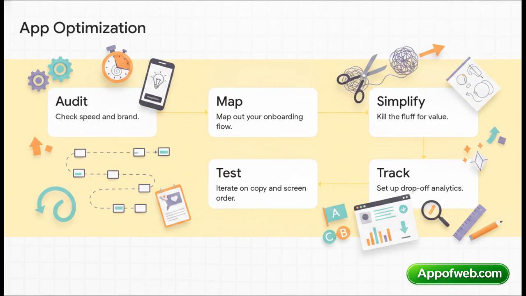Number 2, map your onboarding flow out on paper first. Number 3, kill the fluff. Literally, remove any screen that doesn't directly help the user reach their first moment of value. Number 4, set up analytics so you can actually see exactly where users are dropping off. And number 5, always test and iterate on your copy and screen order. Small changes here compound into massive retention gains over time.